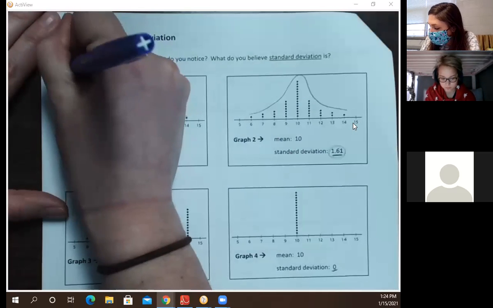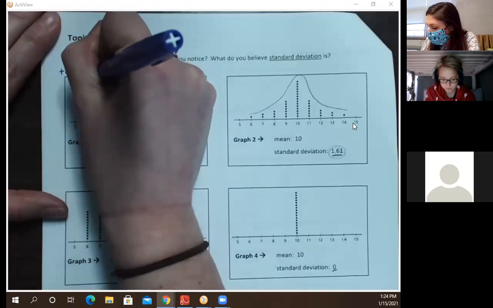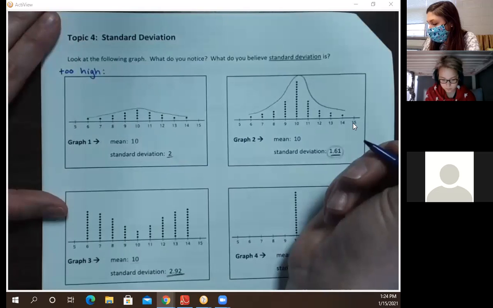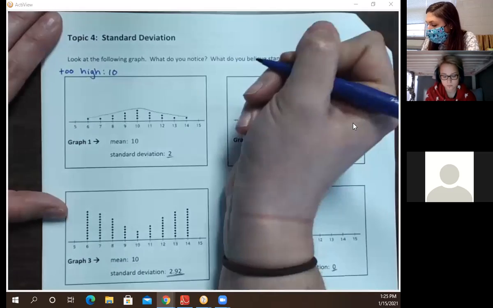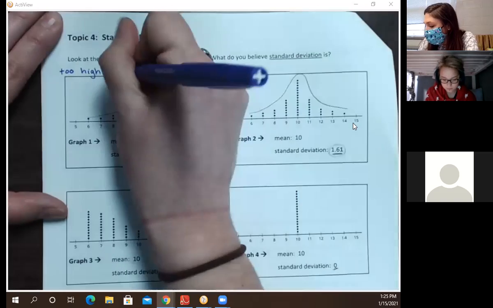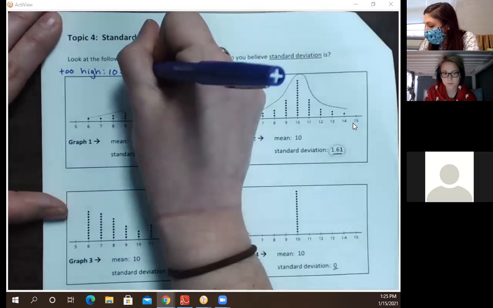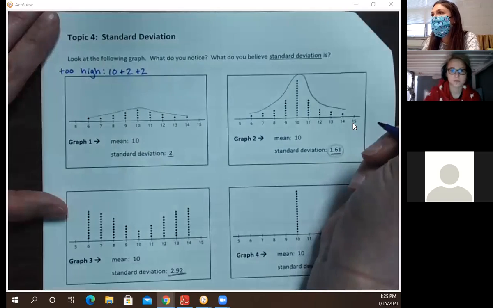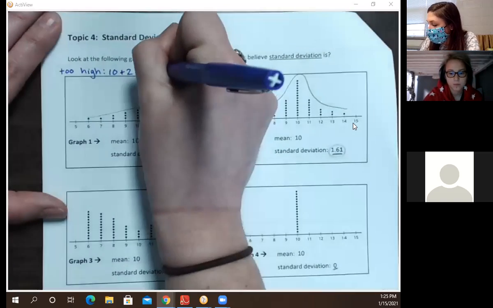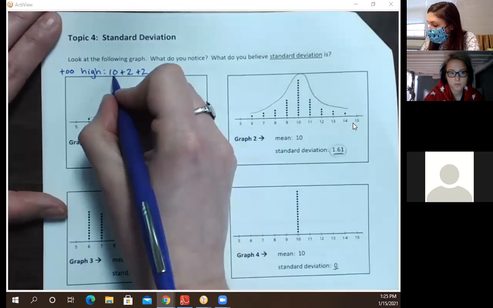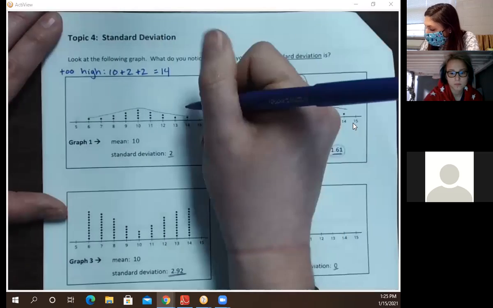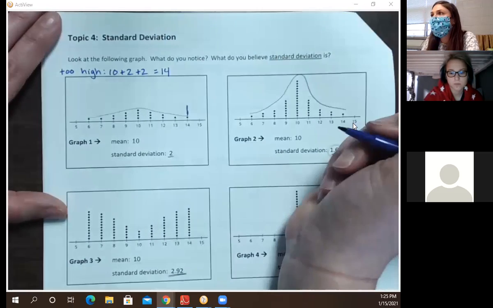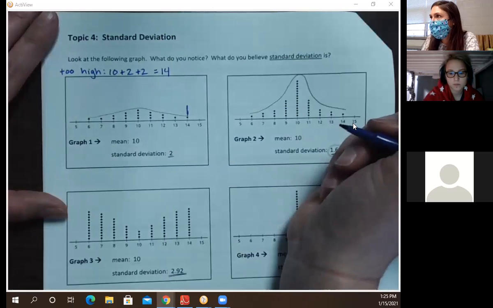So if I'm looking for a value that seems too high, I'm going to look to see what would be 2 standard deviations from the mean. So I'm going to take my mean, and since we're looking for too high, I'm going to add the standard deviation twice. That would be 2 standard deviations from the mean if I add the standard deviation twice. So this would be 12, 14. That means that 14 is my upper limit for what I'm going to consider reasonable.